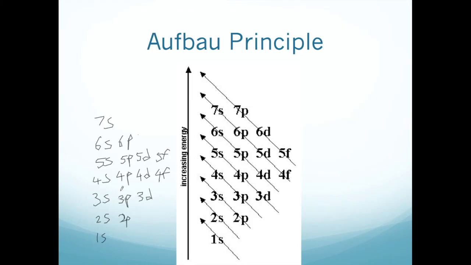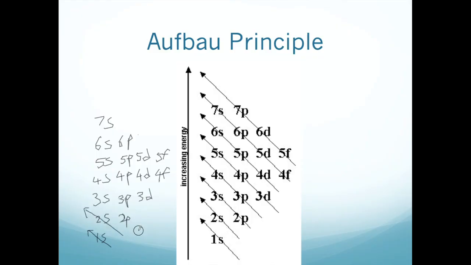Okay, so how do I remember the Aufbau principle? What order do my orbitals fill in? So first, I fill in this s orbital. Okay, I'm going to draw arrows going to the top left, the northwest, if you will, to remember which order these orbitals fill in. So first, I fill in my 1s orbital. That's my first orbital that fills. When that's full, the next orbital is going to be 2s.